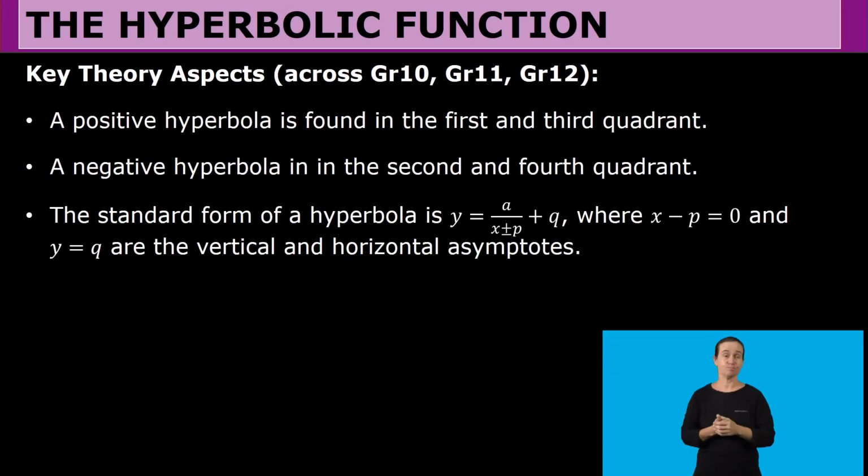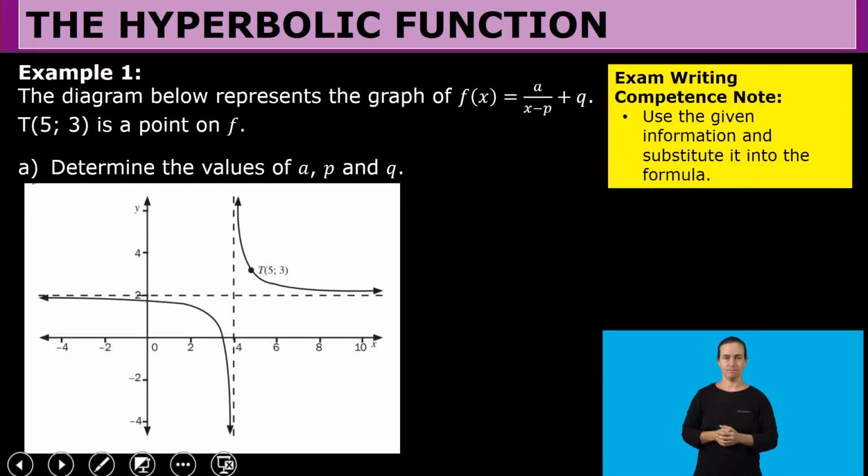Firstly, we are going to look at the key theory aspects there. A positive hyperbola is found in the first and the third quadrant. A negative hyperbola is in the second and fourth quadrant. And the standard form of a hyperbola is y is equal to a over x plus or minus p, plus or minus q, where x minus p is equal to 0 and y is equal to q are the vertical and horizontal asymptotes. So let's look at an example there.